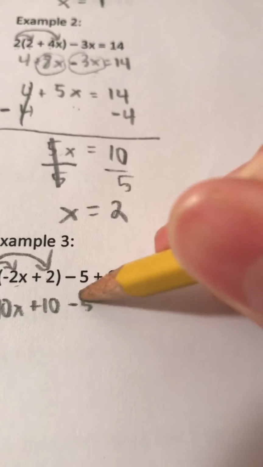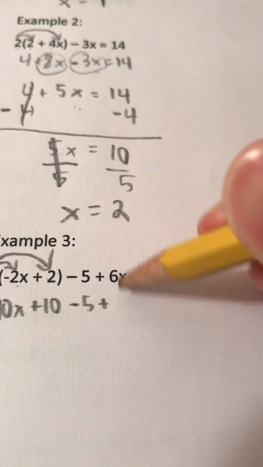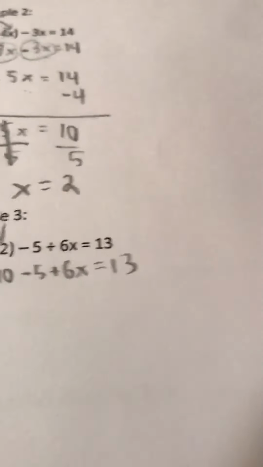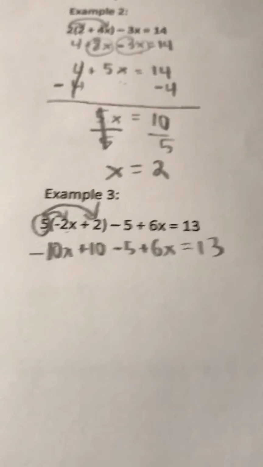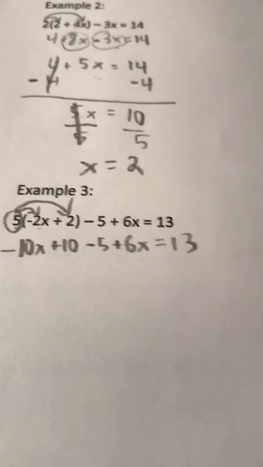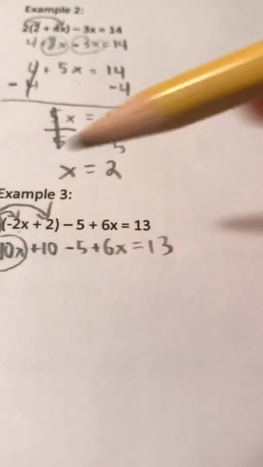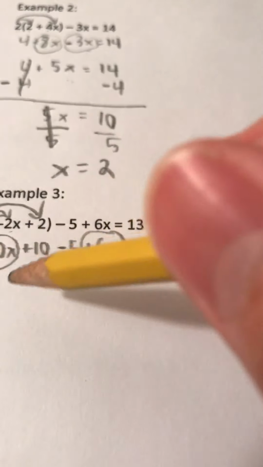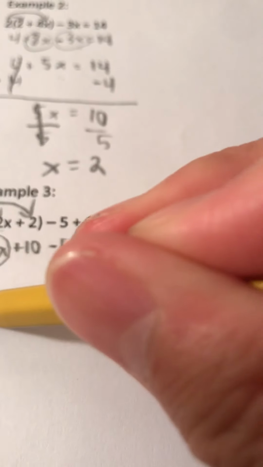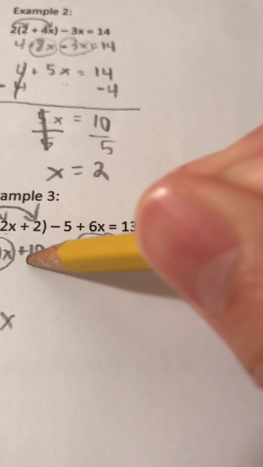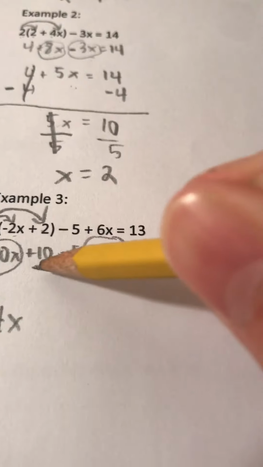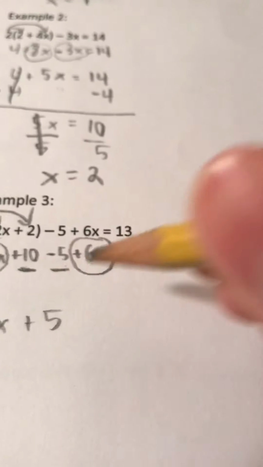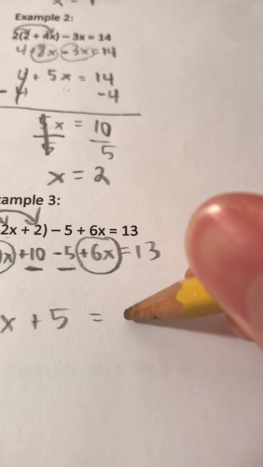This minus 5 is not in the parentheses, so it just stays the same. Also, same case with this 6x. On the right side, I still have 13. Now that I've distributed, as you can see, there's a lot of like terms I can combine. I can combine this minus 10x with this positive 6x, which equals negative 4x. I can combine this plus 10 with this minus 5. Positive 10 minus 5 is 5. And on this right side, I still have 13.